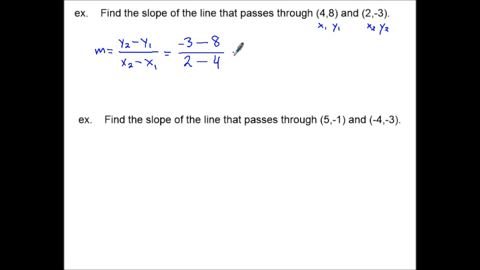Now, just basically an order of operations problem right now. Just work out the numerator and denominator separately, and then reduce if you can. So I've got negative 3 minus 8, which is negative 11, and then 2 minus 4, which is a negative 2. Alright, so if that didn't reduce, I'd be done.